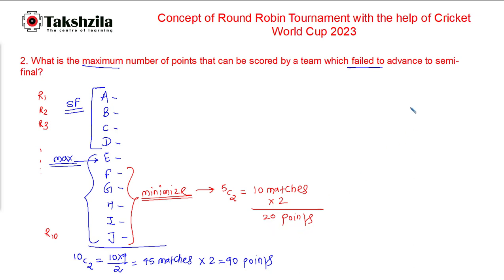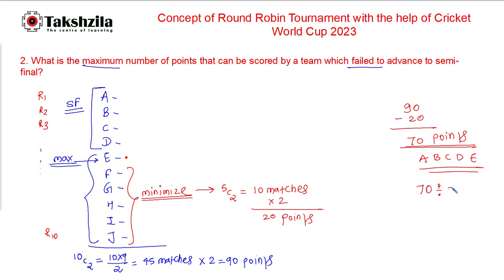Now how many points are left? 90 minus 20, that is equal to 70 points left now. These 70 points we need to distribute among A, B, C, D, E. Now we need to maximize the points of E. The points of E should be less than A, B, C, D, or it can be equal as well. So as we want to maximize E, we will try to keep it equal to A, B, C, D. So what we will do is divide these 70 points equally between 5 teams. So each team will get 14 points. So A will score 14, B will score 14, C 14, D 14 and E 14.